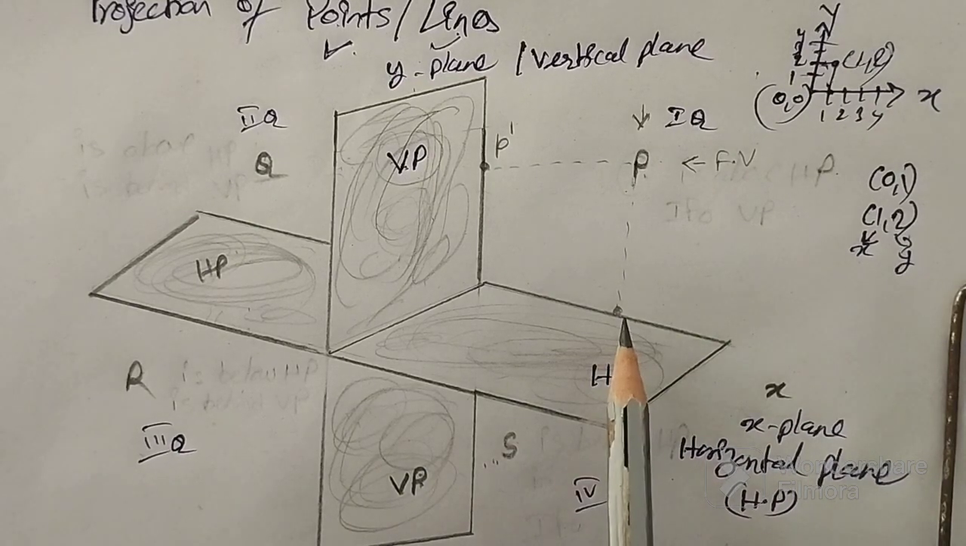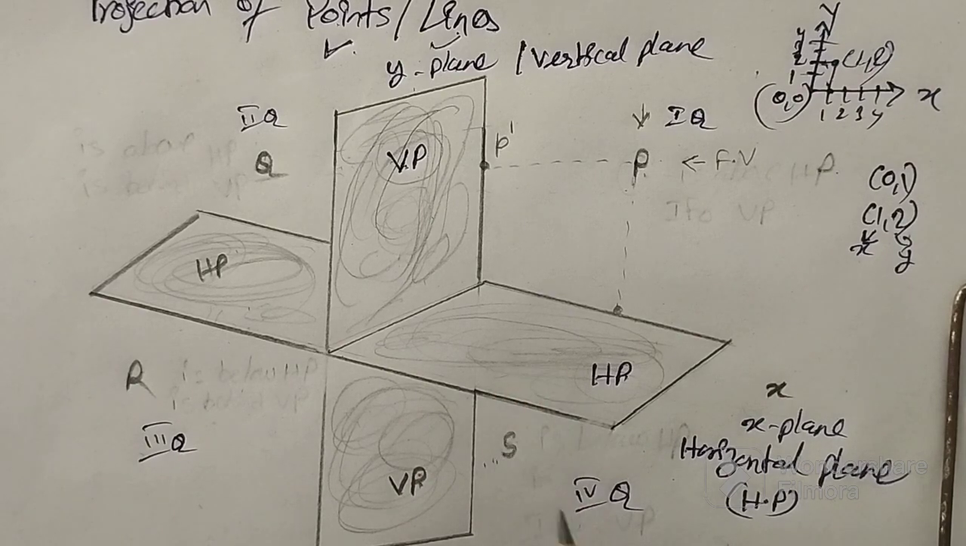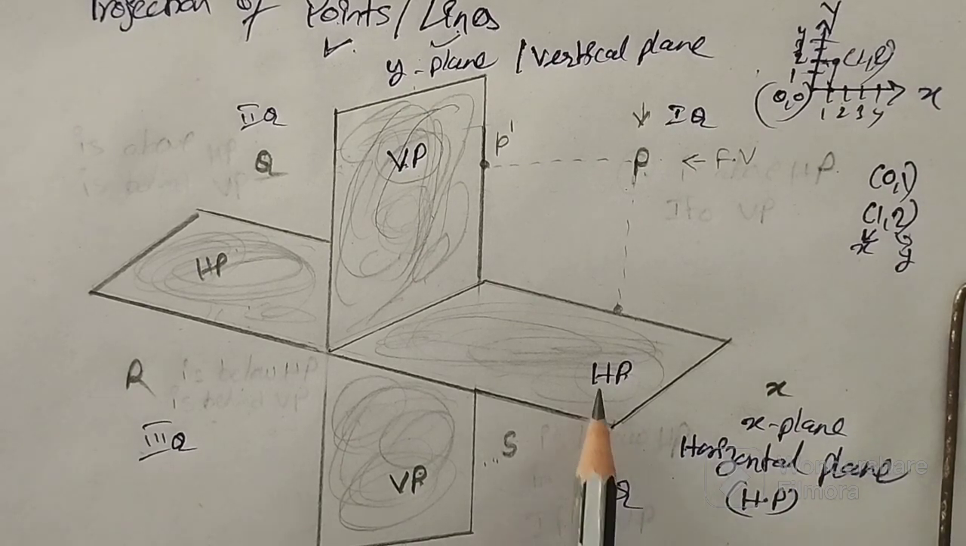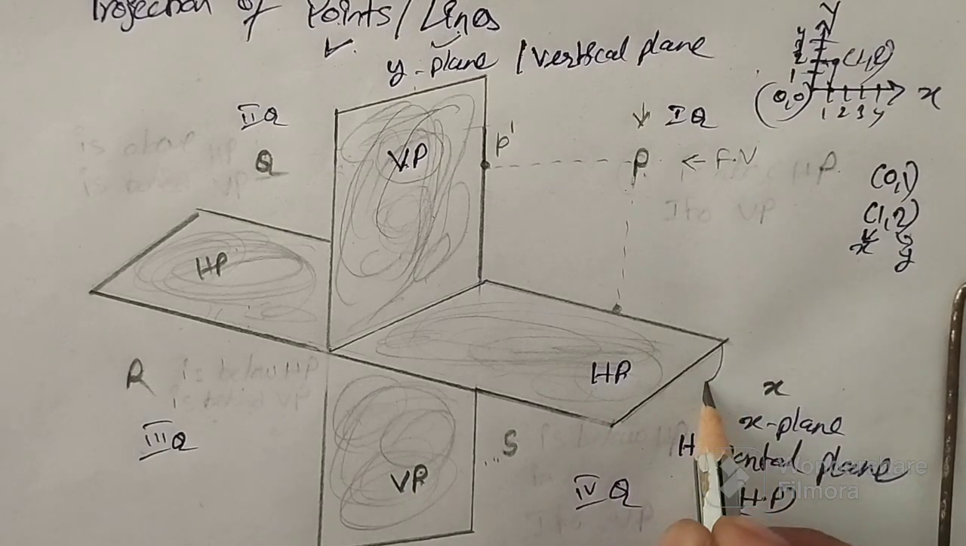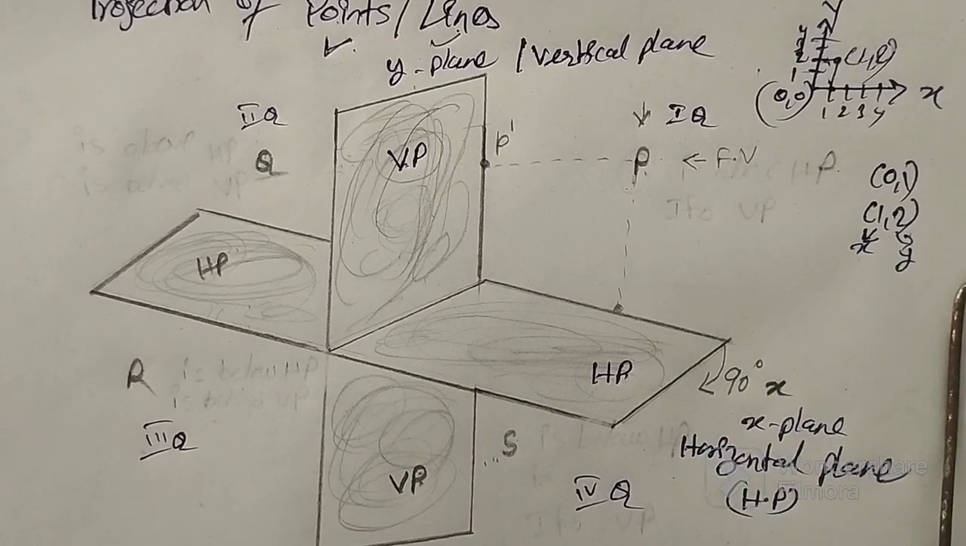Should fall somewhere here. That is in the form of 3D. But you are drawing on a sheet of paper, that is on a 2D. Now, how to get the 2D shape? In 2D shape, what you have to do? You have to rotate this horizontal plane in this direction to a degree of 90 degree. Let us see how.